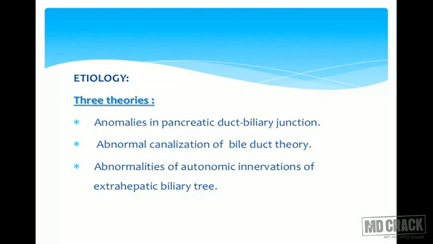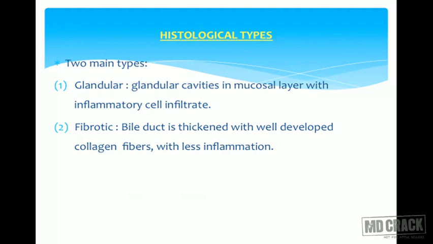There can be anomalous pancreaticobiliary junction, or there can be abnormal canalization of the bile duct, or there can be abnormalities of autonomic innervation of the extrahepatic biliary tree leading to dilatation of this system. Histologically, there are two main types, the glandular and fibrotic. Glandular has cavities in the mucosal layer with inflammatory cell infiltrate, and fibrotic has thickened bile duct with well developed collagen fibers with less inflammation.